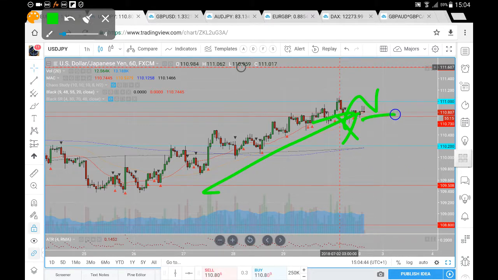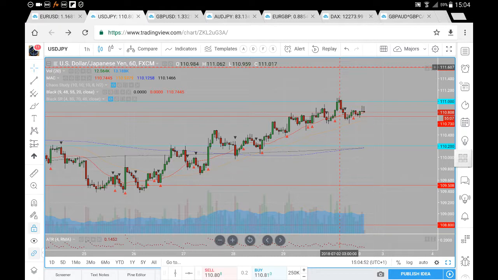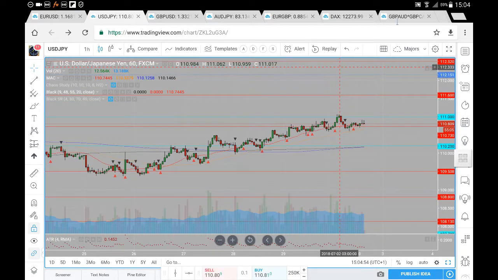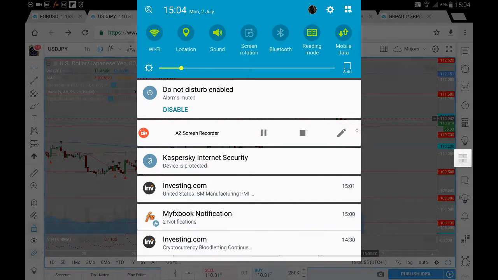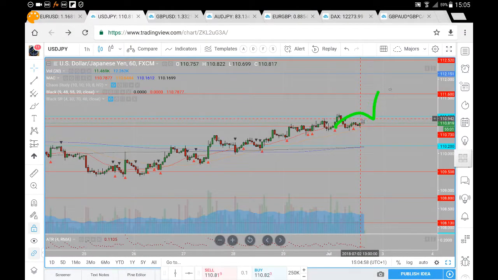But so if we do hold that support around at 110.73 and break and hold that 111, we're looking for a move up towards that 111.40, our most recent swing high here from the daily chart. And if we do progress beyond that 111.40, we're looking for a move up towards that 111.60, and a successful break from which we're then looking for a move up towards that 112.15 here on the US dollar Japanese yen.